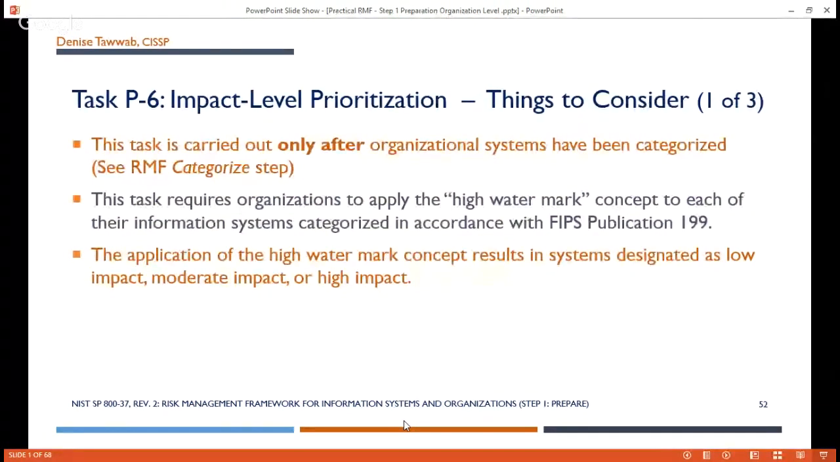Impact level prioritization is carried out only after all systems have been categorized, and this is in step 2 of the risk management framework as is outlined in Rev 2. This task requires you to apply the high water mark concept to each of your information systems categorized in keeping with FIPS 199. Applying the high water mark concept results in systems that are designated as low impact, moderate impact, or high impact.